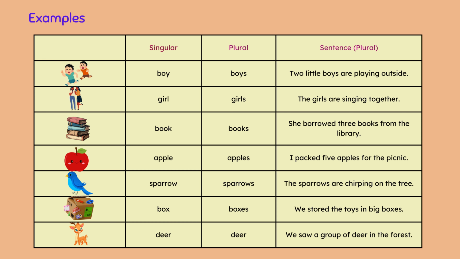The sparrows are chirping on the tree. Sparrows is the plural, and sparrow is its singular form. We stored the toys in big boxes. Boxes is the plural of the singular noun box. We saw a group of deer in the forest. Deer is a special noun. It stays the same in both singular and plural form. So remember, singular means one. Plural means more than one.